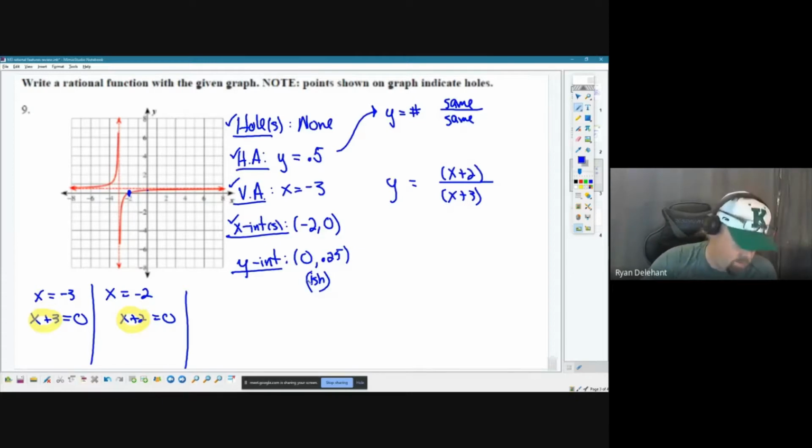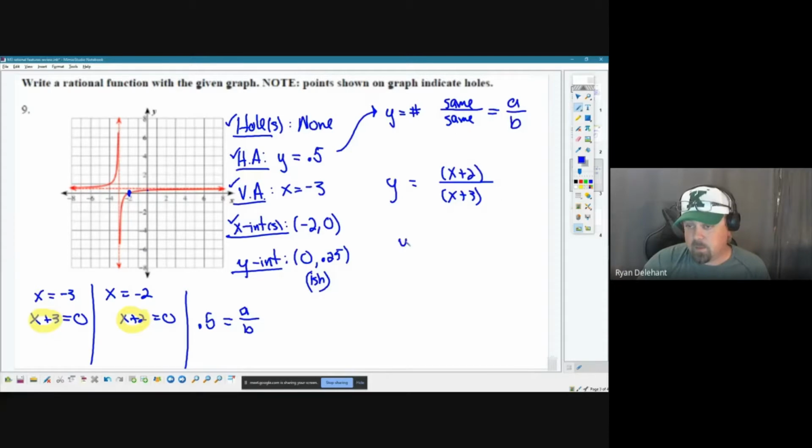Oh wait, I'm sorry. The degree is the same. But because we got a number, we got to divide the coefficients. I apologize, guys. That's what happens when we record in real time. This number, 0.5, comes from dividing the coefficients on the top and the bottom. And here's my board acting up again. Because it was listed as A over B. So let's write this without the, well, we can leave the parentheses.